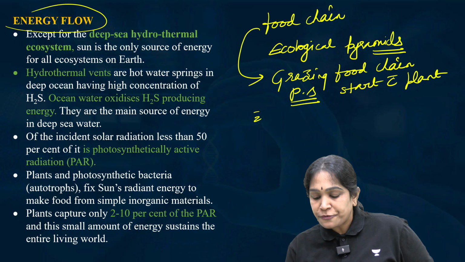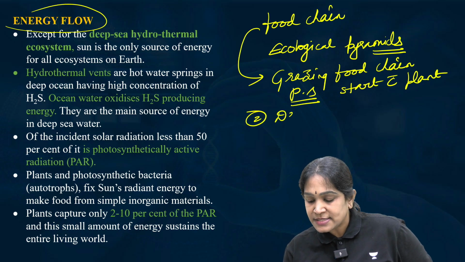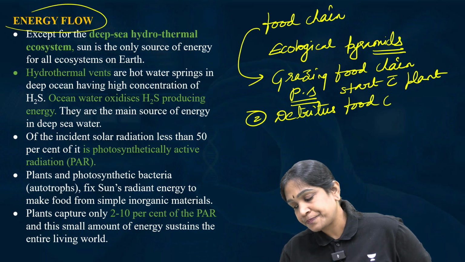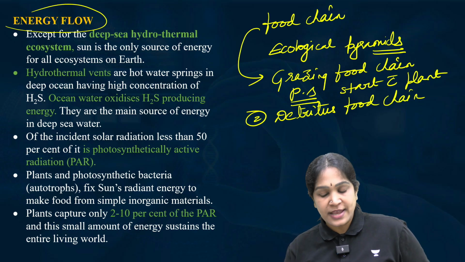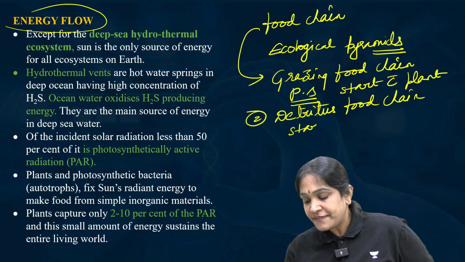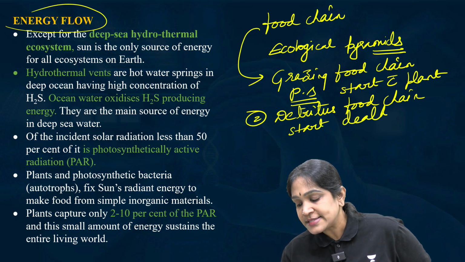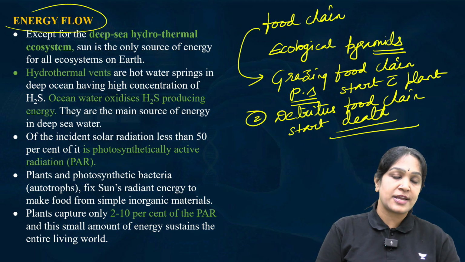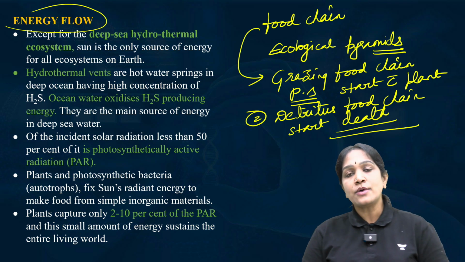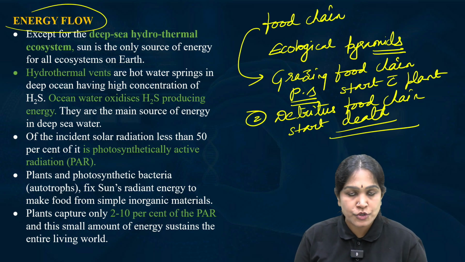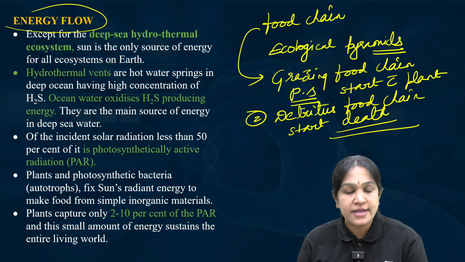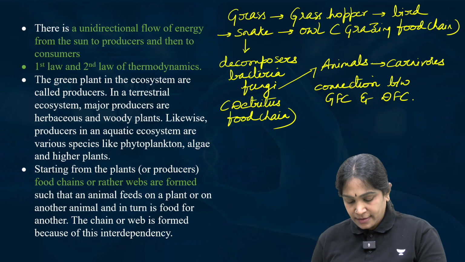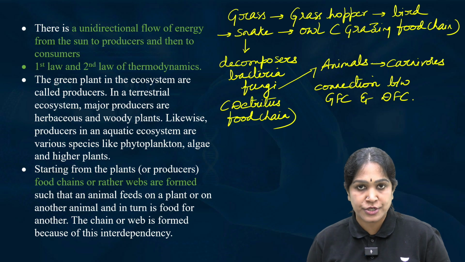The second type of food chain is called detritus food chain. This type of food chain will start with the death of the organism. When any organism dies, then the detritus food chain will begin. So let us now try to understand what is grazing food chain, what is detritus food chain, and what is a food chain. Look at here, this is a grazing food chain.